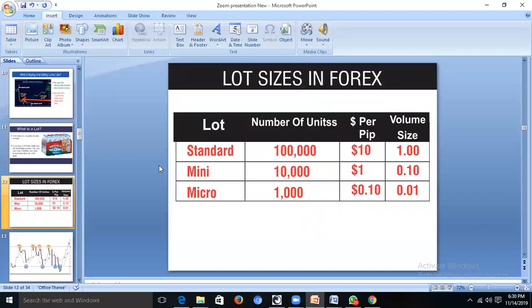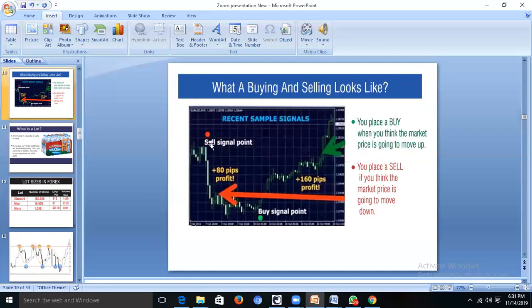Now we have what you call standard lot. We have what they call mini lot, and we have what they call micro lot. Look at the screen very well. The standard lot gives you $10 per pip. So for instance, if you're trading with a standard lot and you made a profit of 80 pips, that automatically means you have made $800 in that trade. That is what it means. But before you use a standard lot, you have to have a good account. We are going to get there.